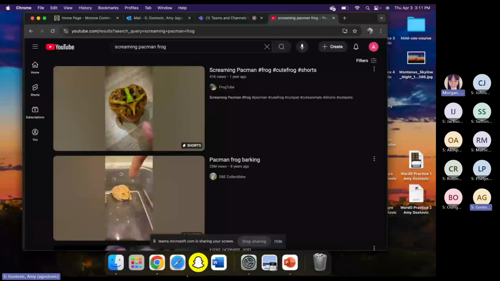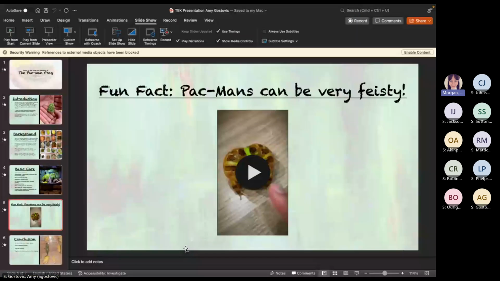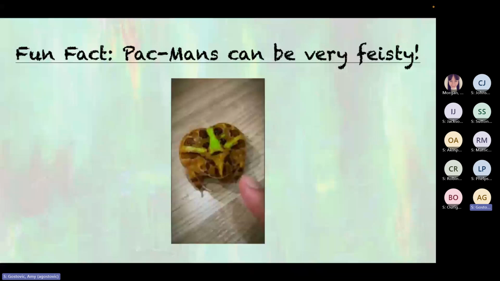Do they really have a very long tongue? Yeah, to get insects and stuff like that. No, their tongues aren't really long. They rely more on jumping forward and swallowing their prey than relying on their tongues.